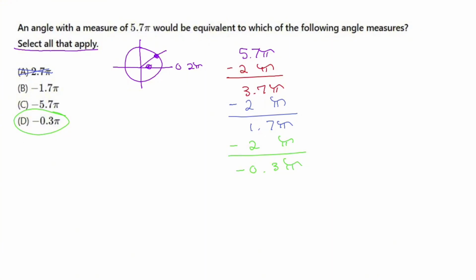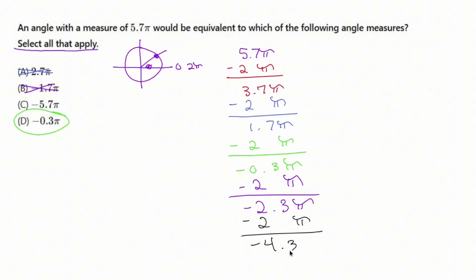Let's do it again. Minus 2 pi is going to get me negative 2.3 pi. So we passed it and didn't land on it, so that's not an option. Let's keep going. Minus 2 pi is going to get me negative 4.3 pi. That's not an option. Looks like all we have to do is one more time. Minus 2 pi is going to get me negative 6.3 pi, which I passed. So D is the only option. After all of that, D was the only option that seemed to work, so D is going to be our only answer.